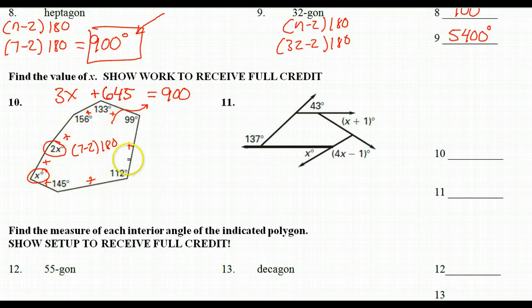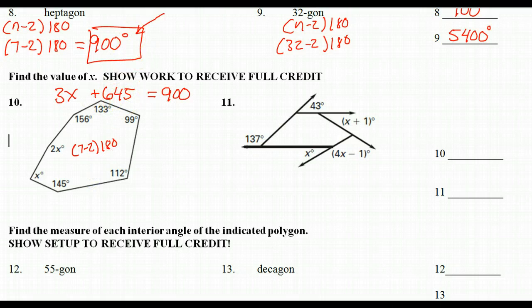And again, the total should be 900 degrees. The sum of all these angles should be 900 degrees. That's what that formula up there meant. So we made an equation that has x in it. We should be able to solve it. So how would we solve an equation like this? Let me get rid of some of this junk.